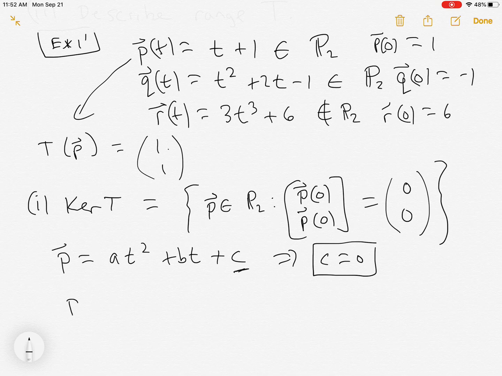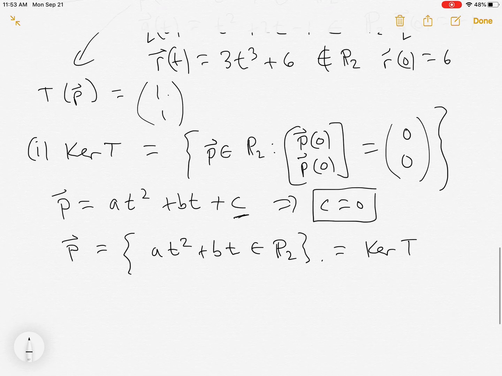Okay, so P is the set of all polynomials that look like this. AT squared plus BT in P2, right? Okay. And so this is what the kernel of T looks like. It's going to have all the vectors with 0 constant coefficients as the third term. Okay, so remember, now we're looking for this. Now we're looking for two vectors to span these guys.